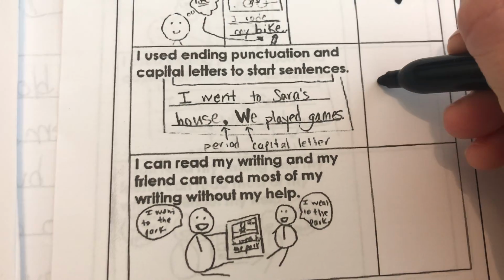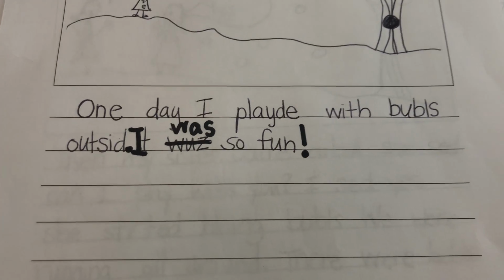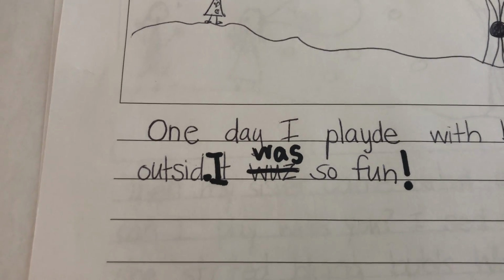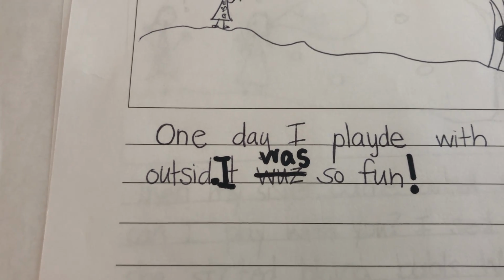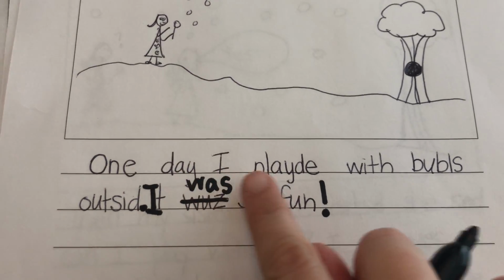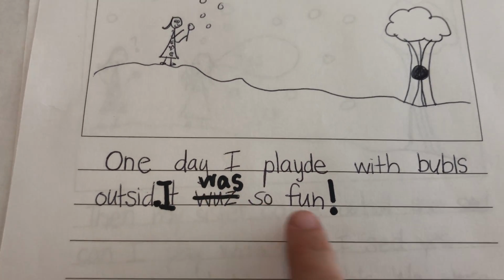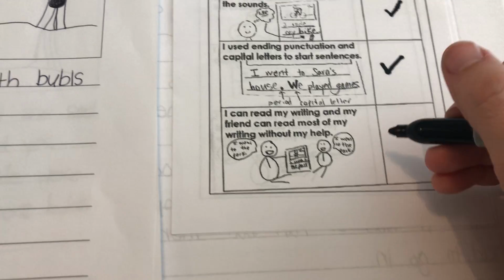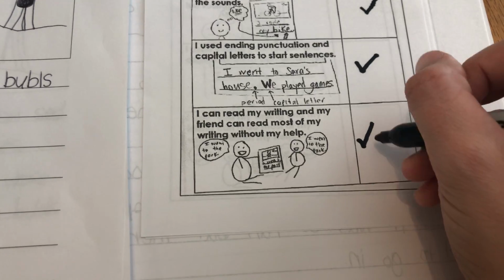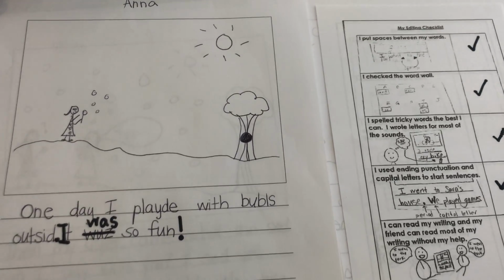So there's that. And then in the next step, I'm going to actually try to reread it and make sure that it sounds like what I want it to sound like. And then what I could do here also is make sure that somebody else can read the story. So I'm going to read it, and then I'll have somebody from the class read it. One day, I played with bubbles outside. It was so fun. Yep, sounds good to me. I'll go ahead and check this off the list, but I also want to make sure that somebody else in the class reads it and it sounds good. So they will double check this as soon as somebody else reads it. So that's all we're going to do with the first page. Later, you're going to help me with another page.